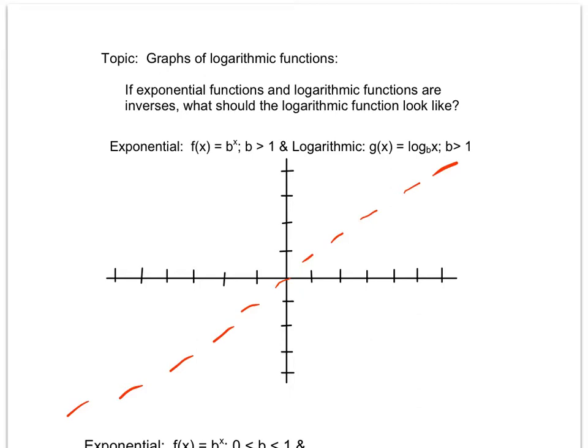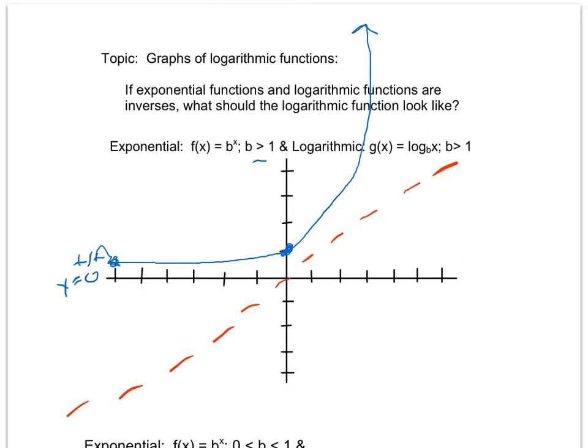Remember, my exponential graph, specifically my growth graph, has a y-intercept of 1, a horizontal asymptote at y equals 0, and it starts low and gets big if it's the growth. And how do I know it's growth? B is greater than 1. So I look something like this.